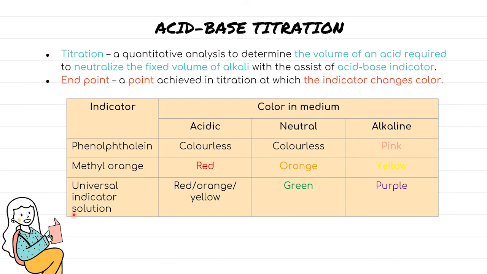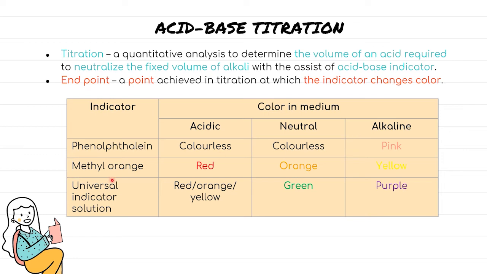We are going to look at what happens when these indicators are in acidic, neutral, and alkaline media. For phenolphthalein, in acidic medium it will turn colorless, and in neutral it will also be colorless, but in alkaline it will be pink. For methyl orange, if the medium is acidic, it will turn red. If the medium is neutral, it will remain orange. And if the medium is alkaline, it will turn yellow.